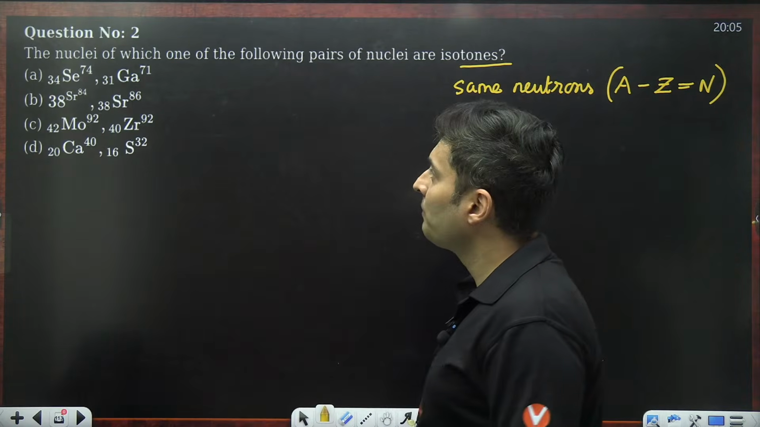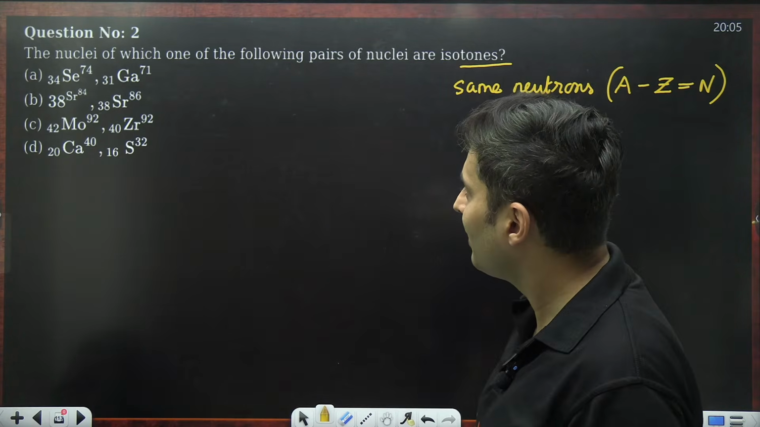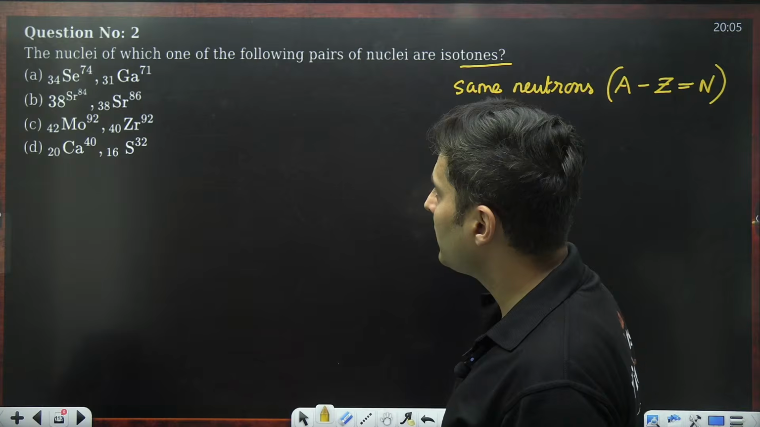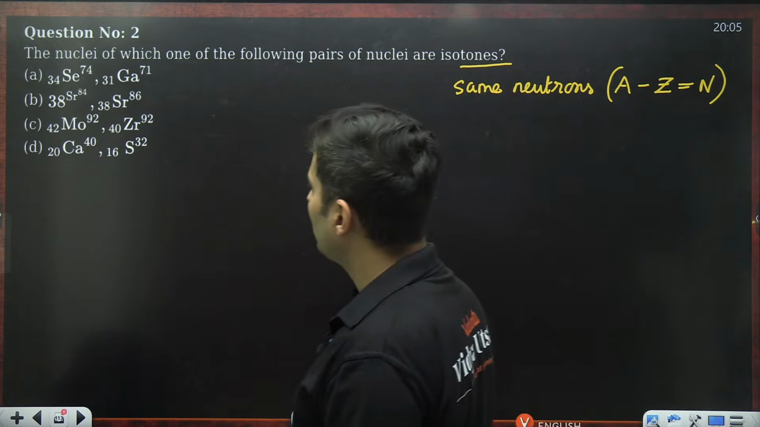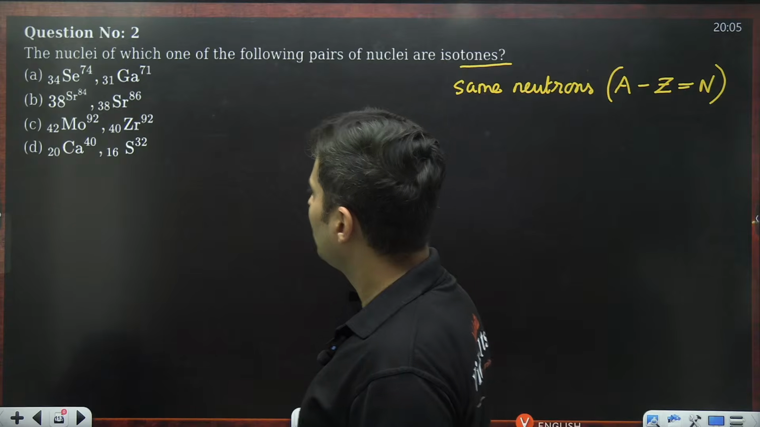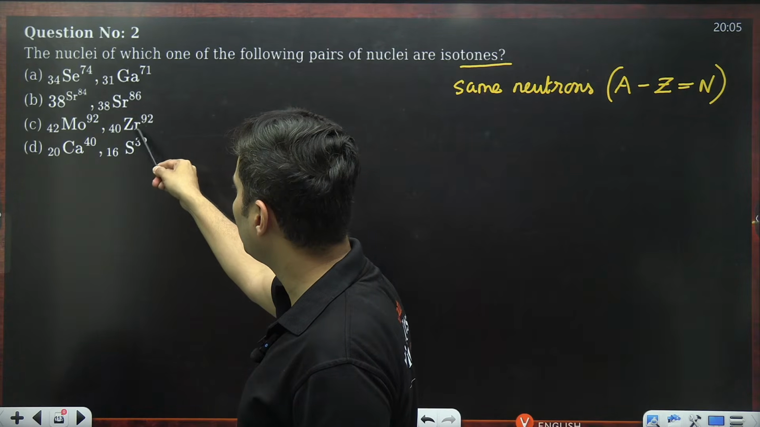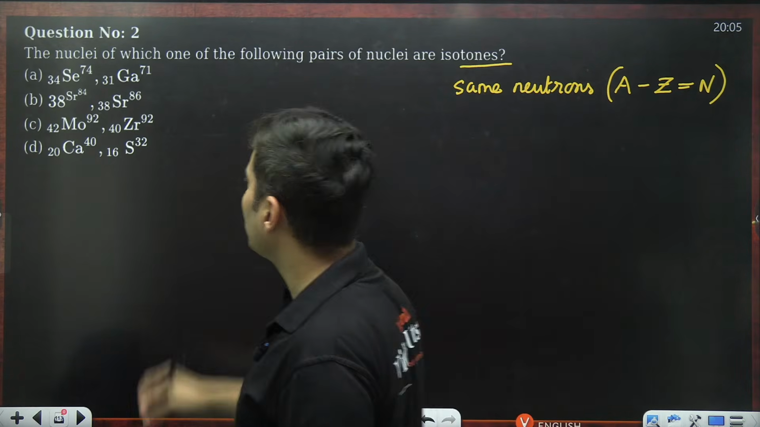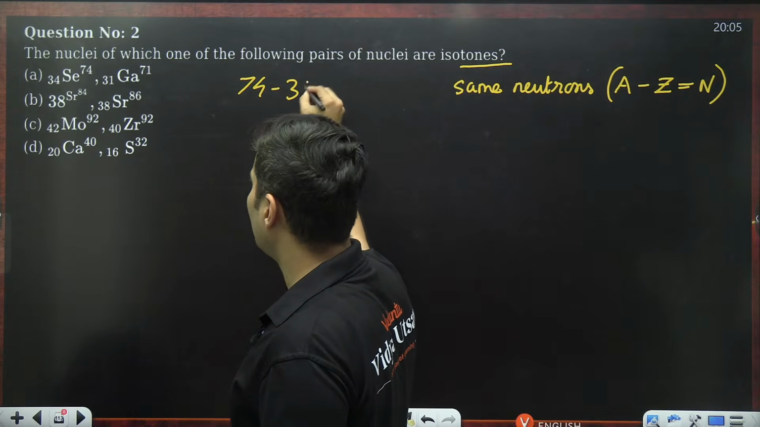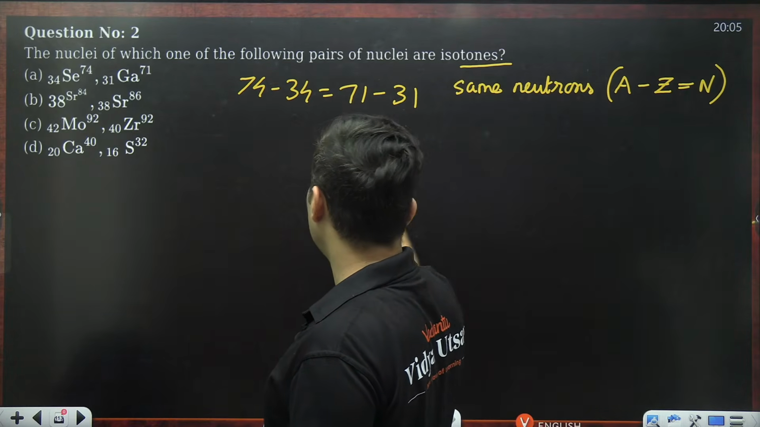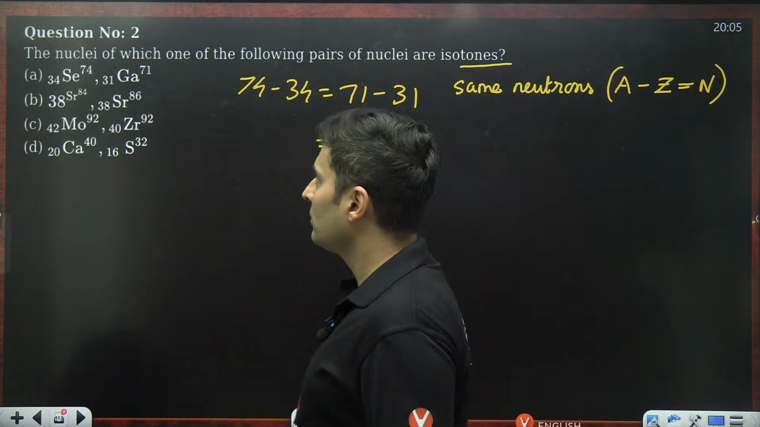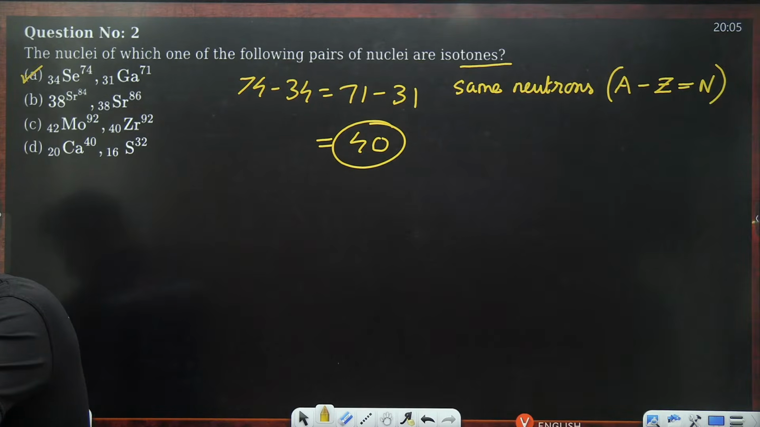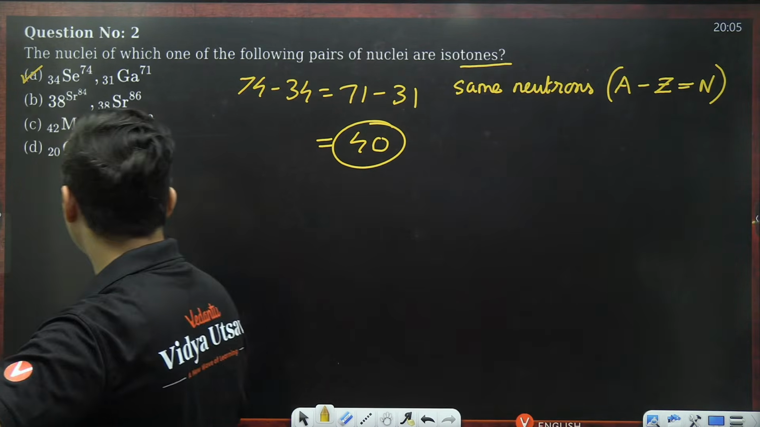74 minus 34, 71 minus 31. I can see it in the first one only, I think. Second one, no. Third one, I think by mistake this is printed wrong. Oh, no, this is correct only. Sorry, that is also not correct. Even the D option is also not correct. So 74 minus 34 is 71 minus 31, which is 40. So option A is the right answer. Very good. Moving on to the next one.